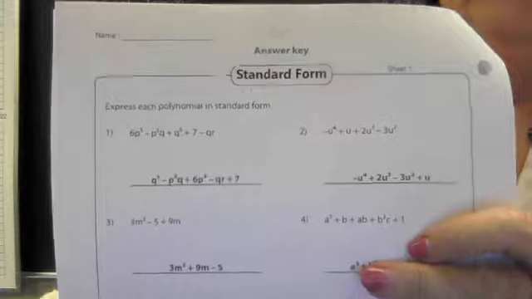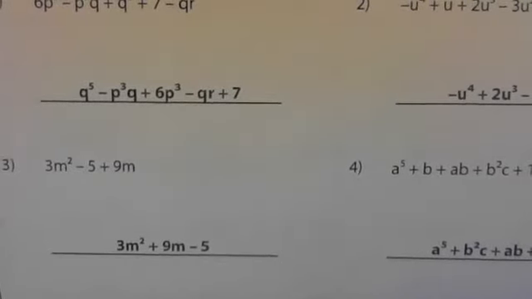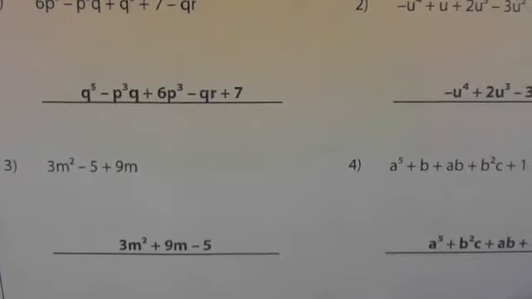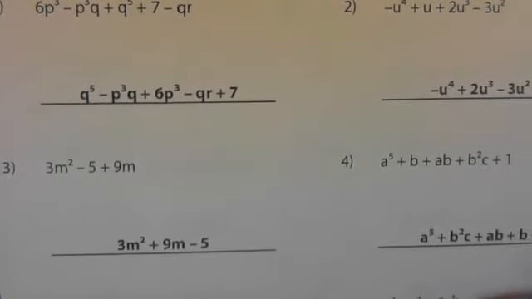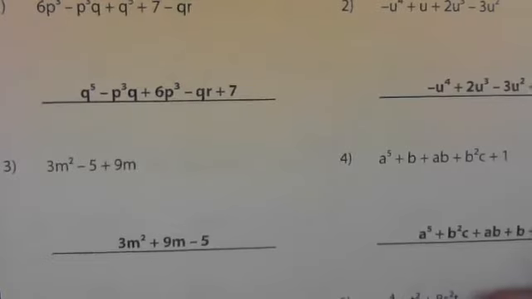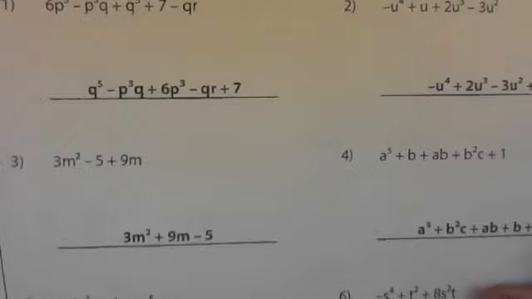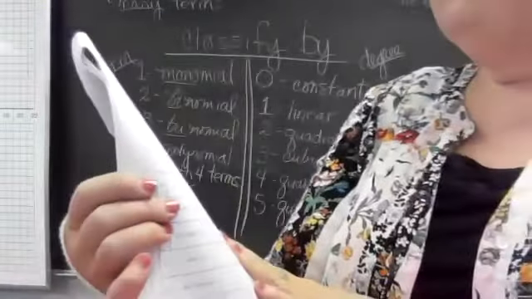Okay. Now here's the answer to that first one. Did you put it in order? I hope I did. Okay, it should be q to the 5th minus p cubed q plus 6p cubed minus qr plus 7. Okay, well, answers on the back, and so we'll look at those and see what happened, okay? Let's move to the next page because I think you have enough to do this entire packet. Then we'll move to packet 2 tomorrow.